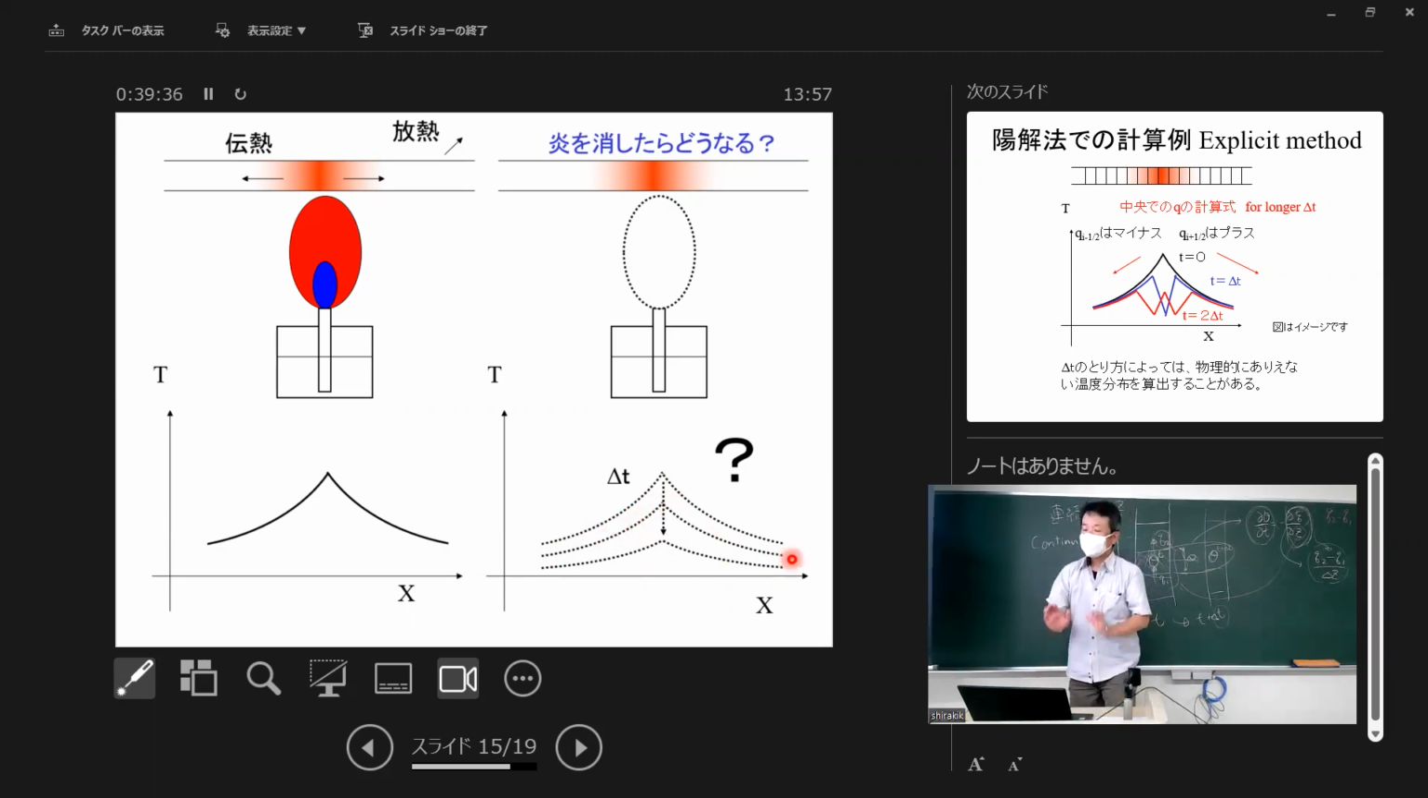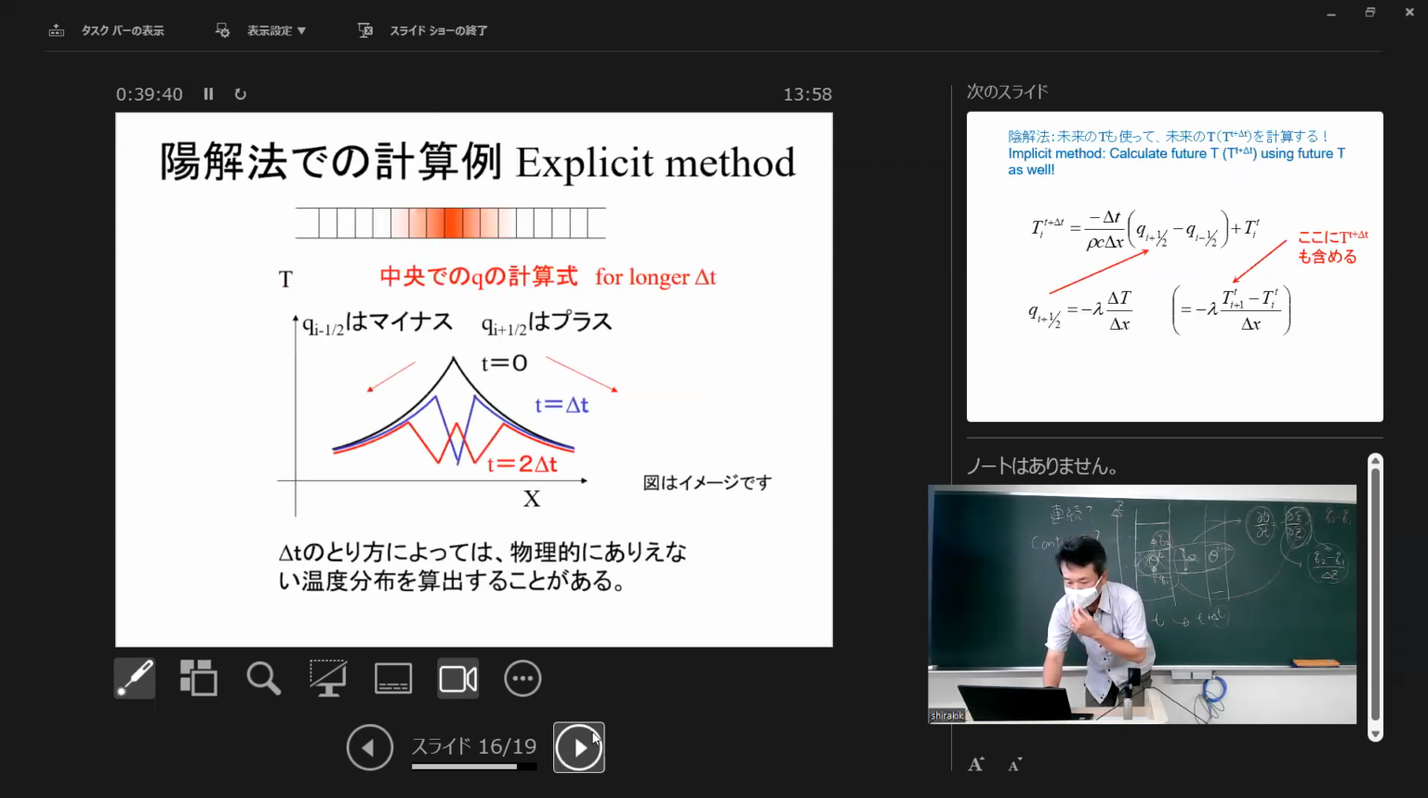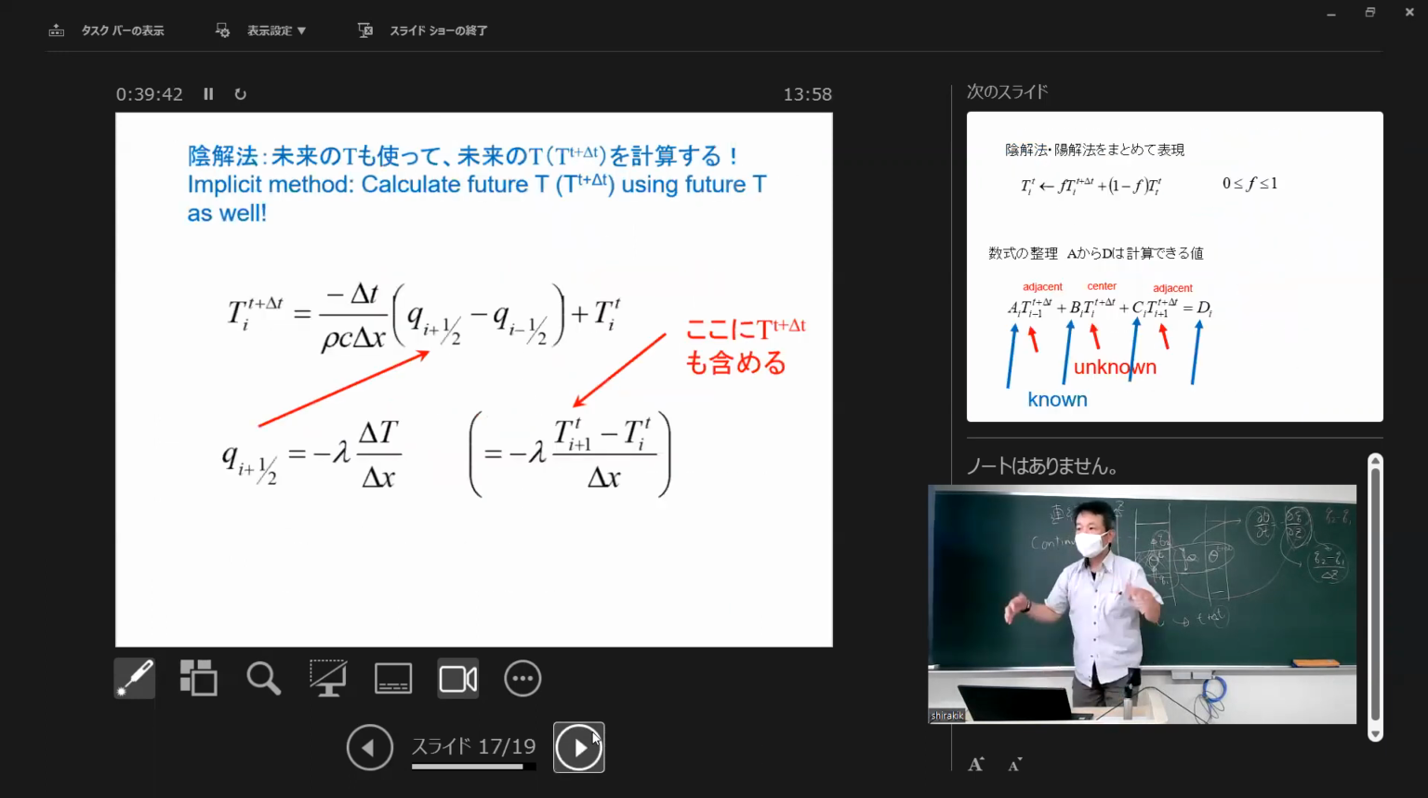So then we can include this imagination into the formula like this.